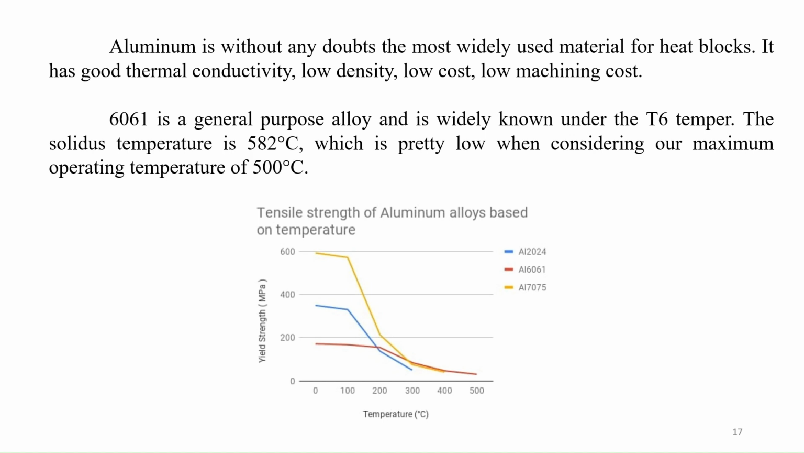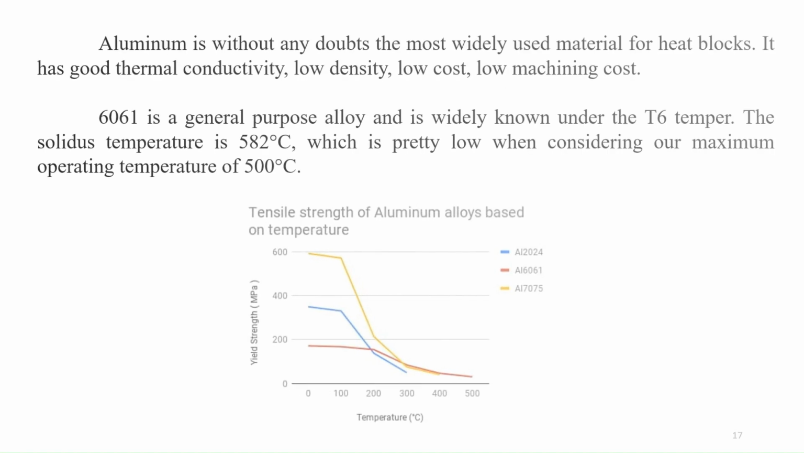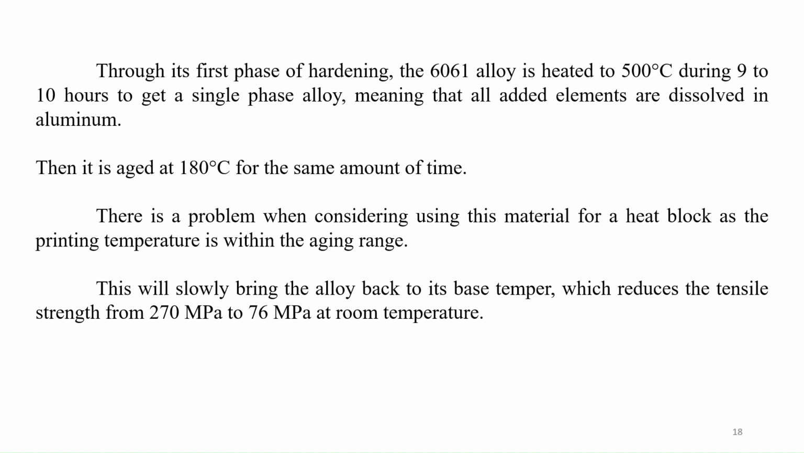The soldus temperature is 582 degrees Celsius, which is pretty low when considering the maximum operating temperature of 500 degrees Celsius. Though it is the first phase of hardening, the 6061 alloy is heated to 500 degrees Celsius for 9 to 10 hours to get a single phase of alloy. It means all added elements are dissolved in the aluminum. It is aged at 180 degrees Celsius for the same amount of time.